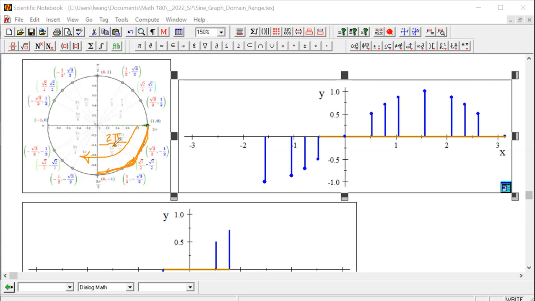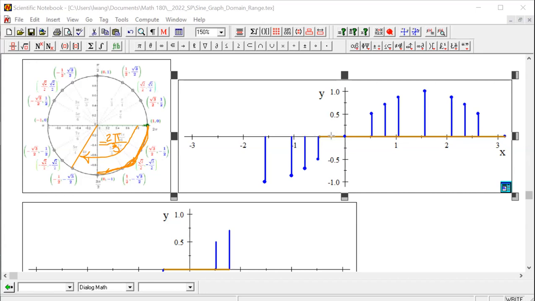Negative 120 degrees. If you need to do the conversion, feel free to pause the video, pause the lecture, and do the conversion yourself. The next angle we're going to do has its terminal side at negative 2 pi over 3, which is negative 120 degrees. So where would that be?